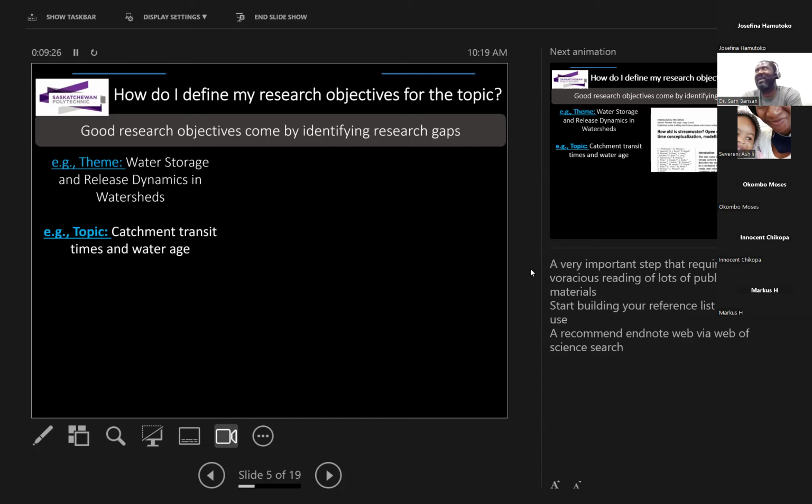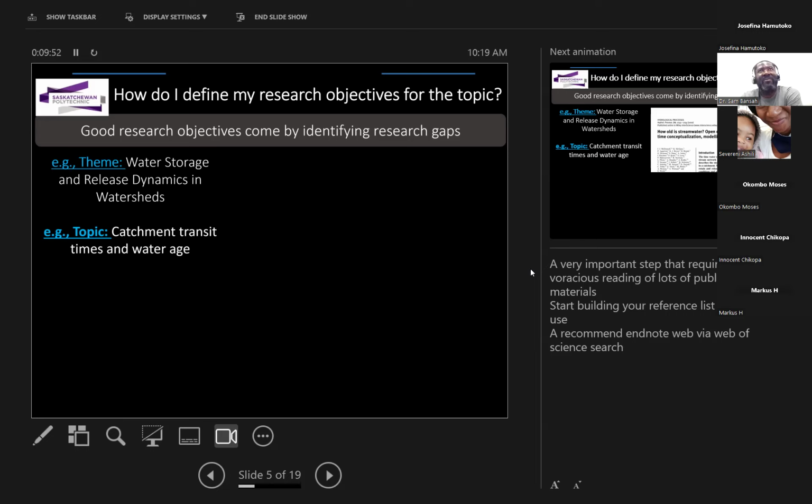You don't just get up, take a piece of paper and start jotting down some research objectives. You need to consume a lot of materials. You need to spend time and read a lot of literature to come up with very good research objectives. Now let's look at an example.